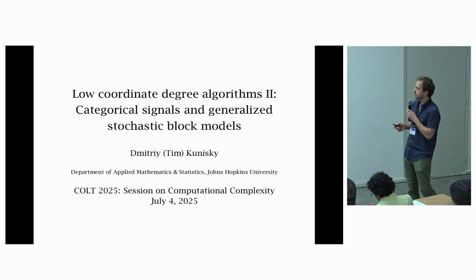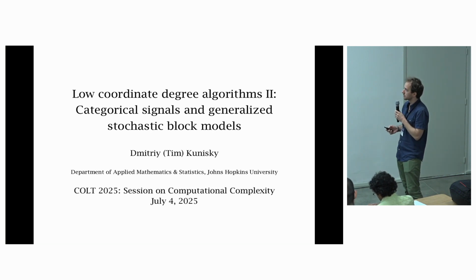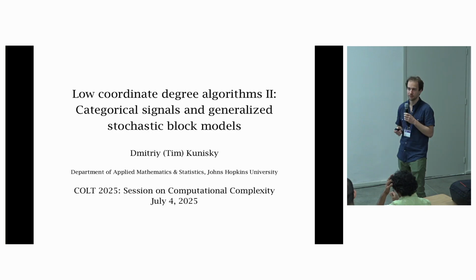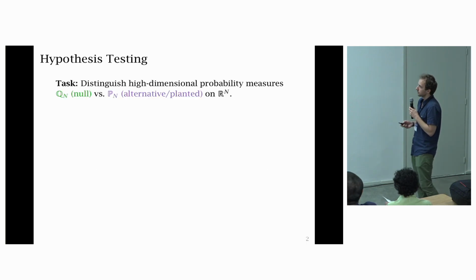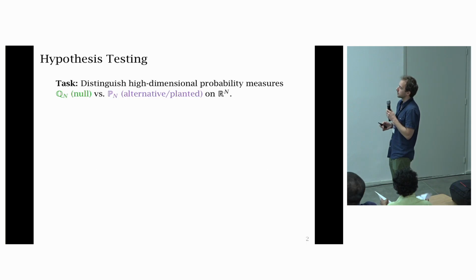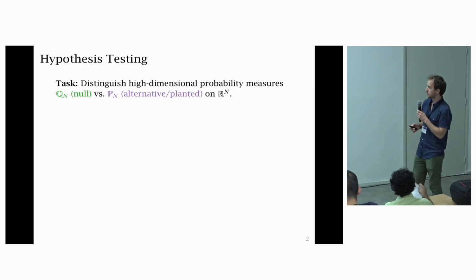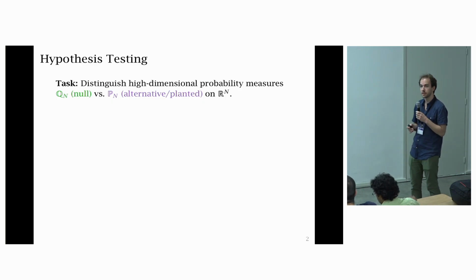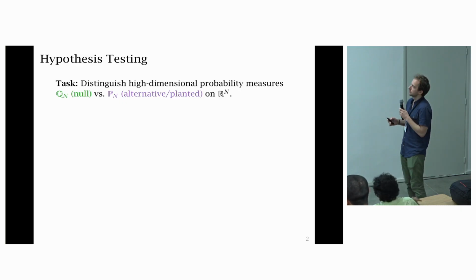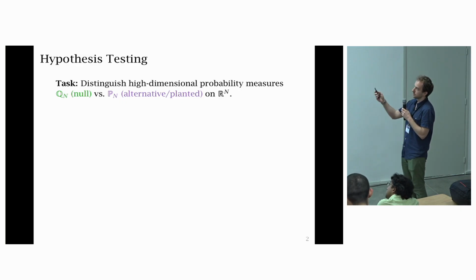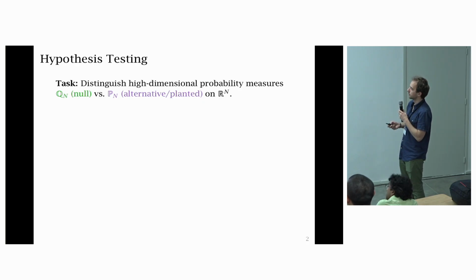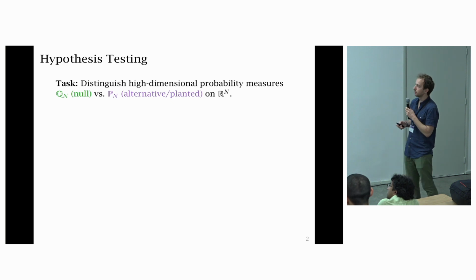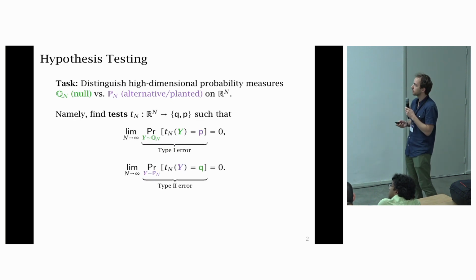So I'll be telling you about some progress on analyzing low degree polynomials and a generalization of those algorithms. The broad class of problems that I'll be talking about, and I'll give a specific example in a second, is hypothesis testing problems in high dimension. So trying to distinguish between one of two sequences of distributions on R^n for n growing, one unstructured or null, and the other having some kind of special structure.